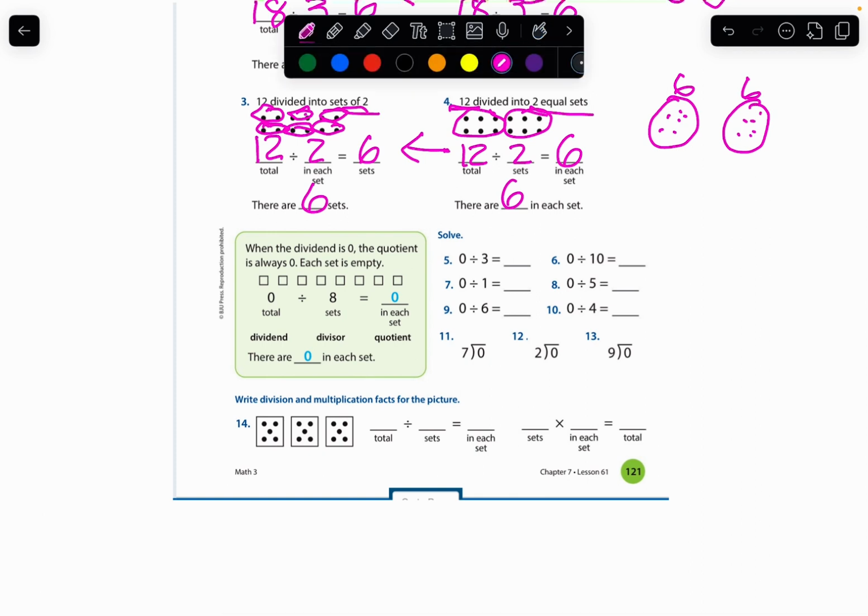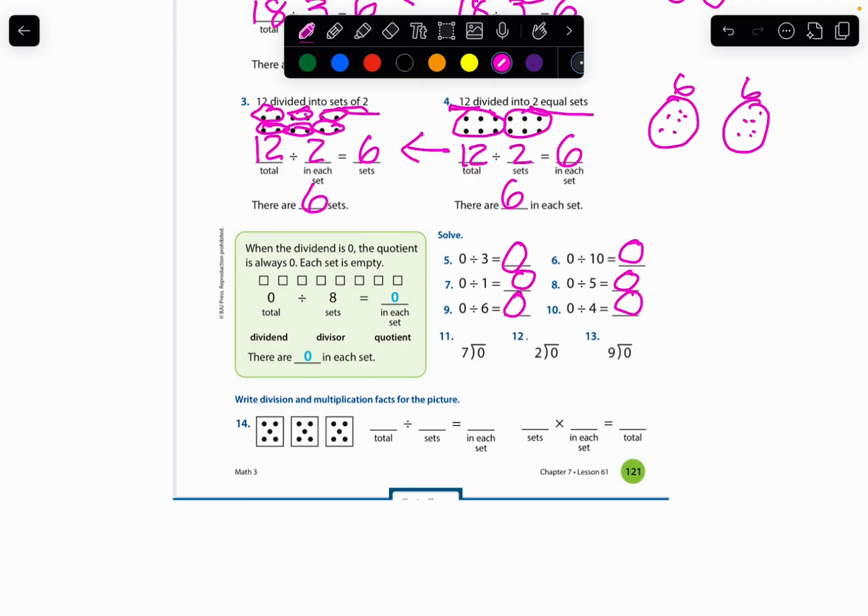So 0 divided by 3, 0. 0 divided by 1, 0. 0 divided by 6, 0. 0 divided by 10, 0. 0 divided by 5, 0. 0 divided by 4, 0. These should be easy peasy for you, and no one should get this wrong on the test, because if you see a 0 in the problem, it's gonna be 0, okay?